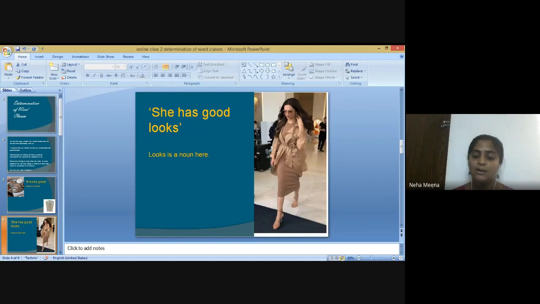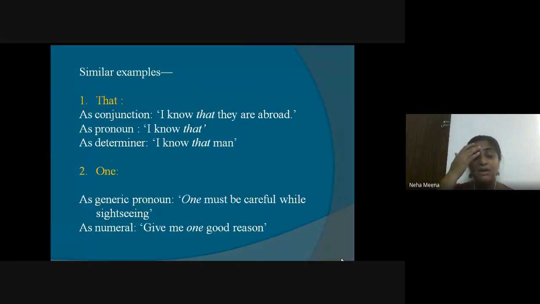Now, as in these examples we talked about, "that" can be used as a conjunction, a pronoun, and a determiner. "I know that they are abroad": here "that" is used as a conjunction. When we talk about pronouns, "that" is a relative pronoun, so "I know that". The sentence can be constructed further, but this particular phrase has "that" used as a relative pronoun.